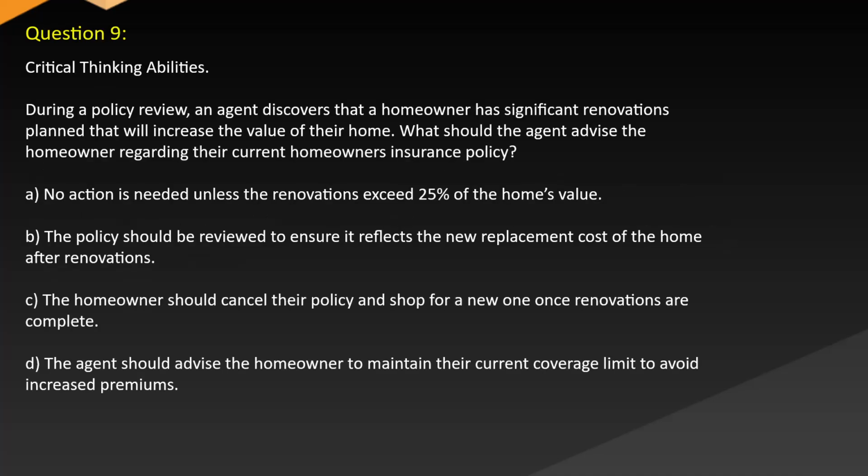Question 9. Critical thinking abilities. During a policy review, an agent discovers that a homeowner has significant renovations planned that will increase the value of their home. What should the agent advise the homeowner regarding their current homeowner's insurance policy? A. No action is needed unless the renovations exceed 25% of the home's value. B. The policy should be reviewed to ensure it reflects the new replacement cost of the home after renovations. C. The homeowner should cancel their policy and shop for a new one once renovations are complete. D. The agent should advise the homeowner to maintain their current coverage limit to avoid increased premiums.